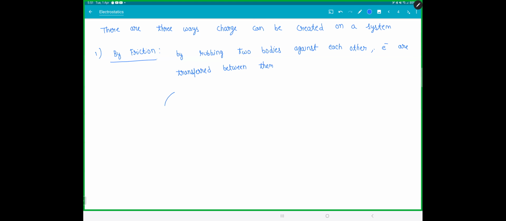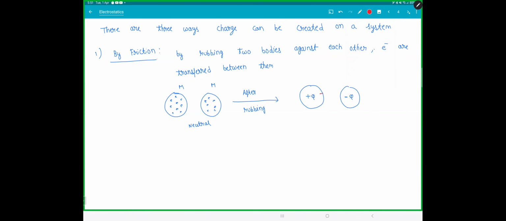So if you take two identical bodies, let's say mass m, they're neutral, but they have a lot of electrons. And now let's say you rub them against each other. You will notice it is random. One body becomes positive, one body becomes negative. So this guy becomes plus q and this guy becomes minus q.